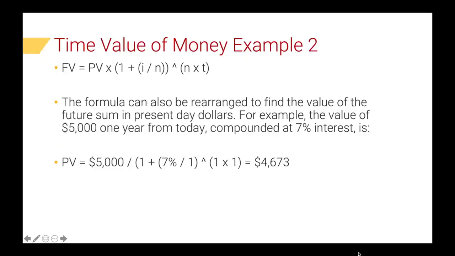Example 2. The formula can also be rearranged to find the value of the future sum in present day dollars. For example, the value of $5,000 1 year from today, compounded at 7% interest, is $4,673.